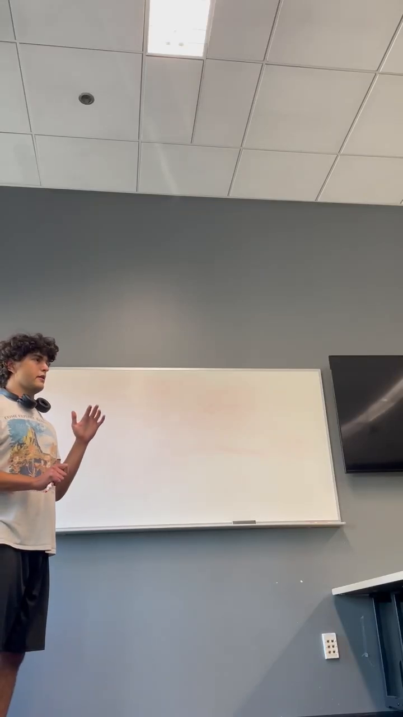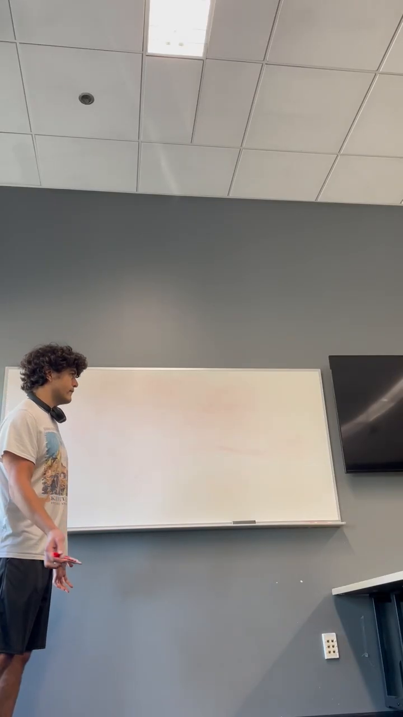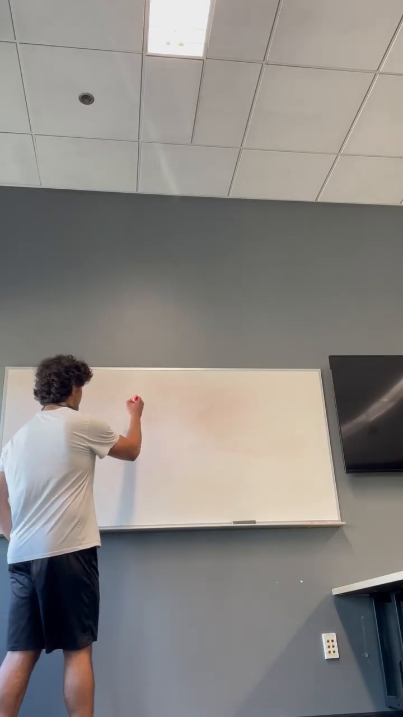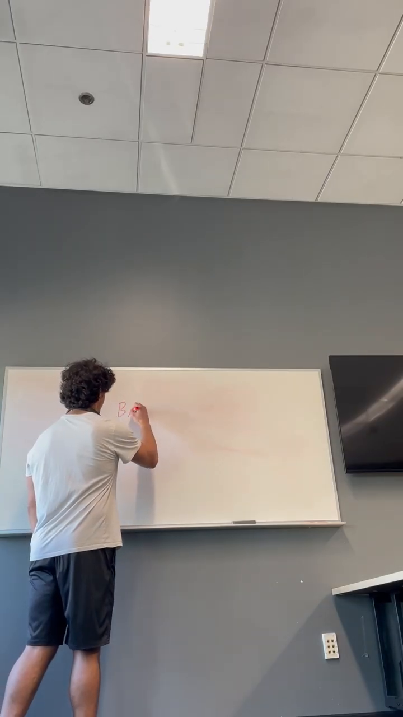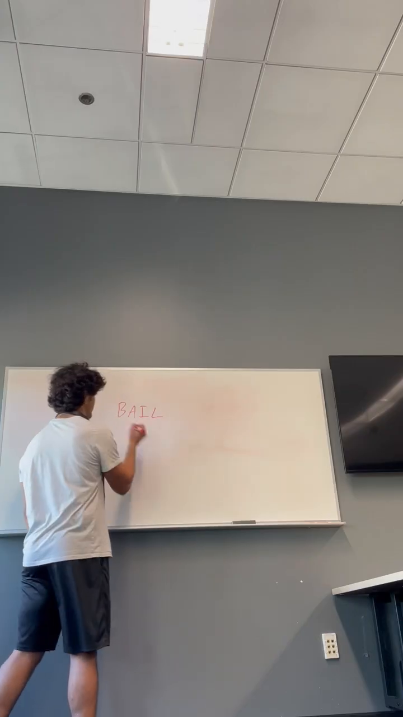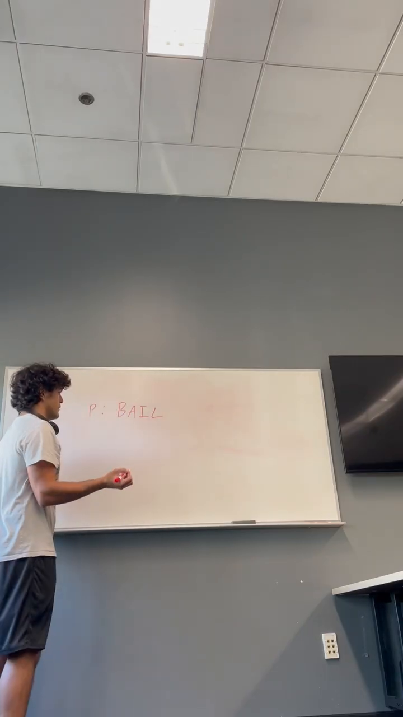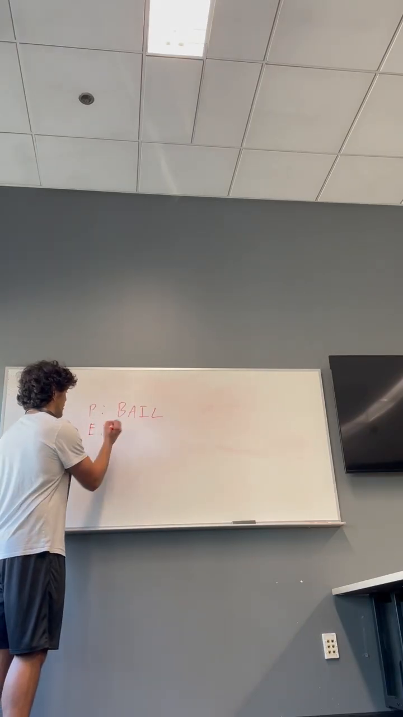Question: how would you build your own encryption system? Let's just look at a word. I want to use the word bail, and let's say this is P for plain text. How might you encrypt this?